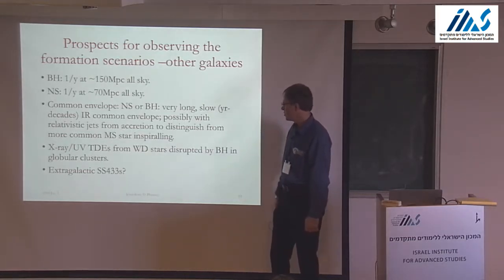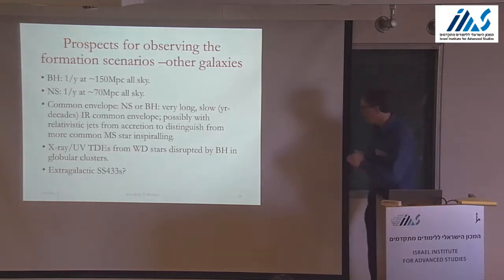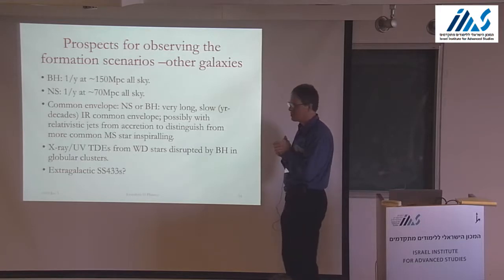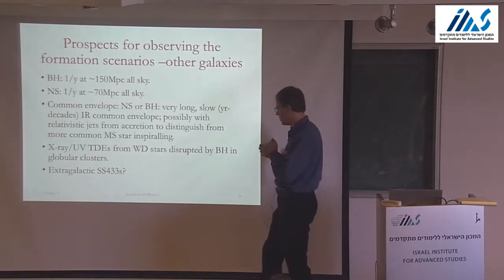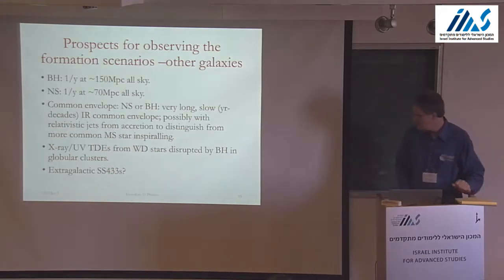In the dynamical formation model in globular clusters, you're postulating that there are hundreds of black holes of 20, 30 solar masses running around in the globular clusters, and they can damage main sequence stars and maybe, most interestingly, white dwarfs and make little mini TDEs.